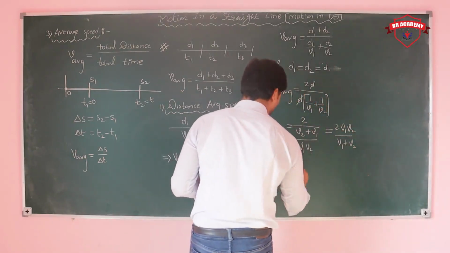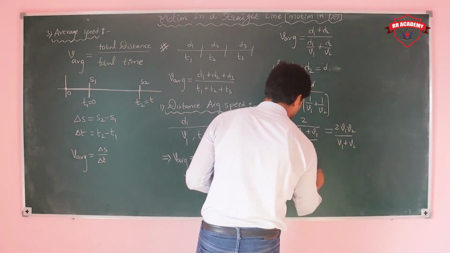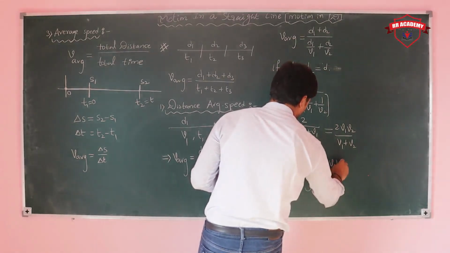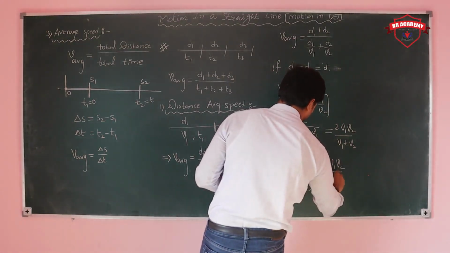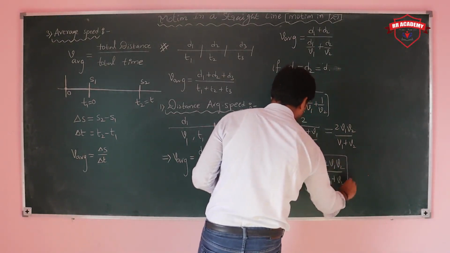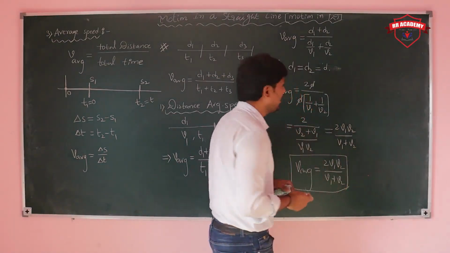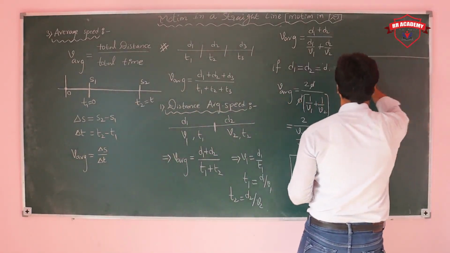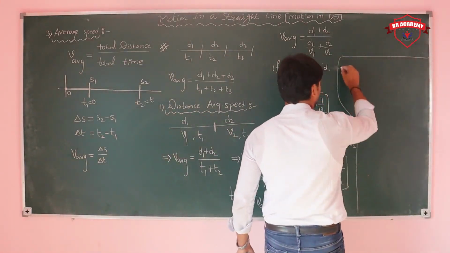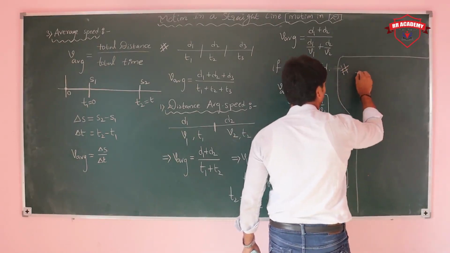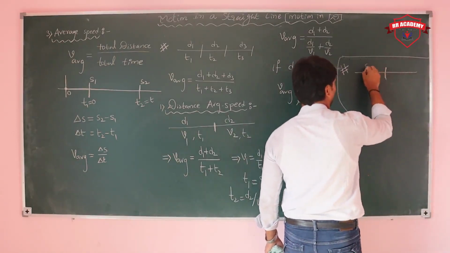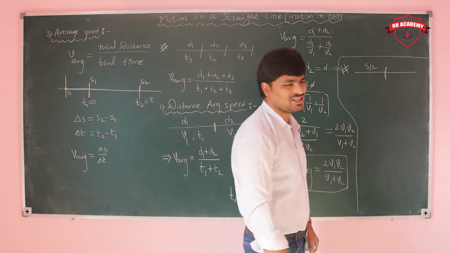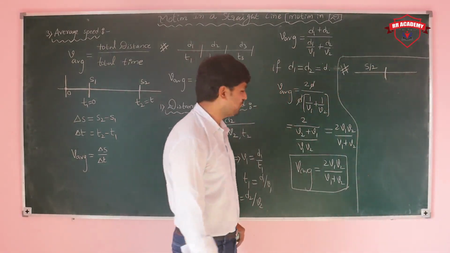So if both distances are the same, then the average speed is equal to 2 v1 v2 upon v1 plus v2. The same case you can apply if a particle travels. One example or problem you can solve here: a particle travels the first half distance with a speed v1.